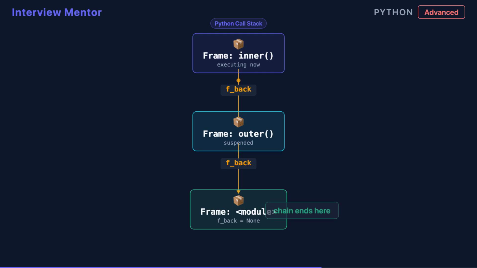f_back holds a reference to the caller's frame, forming a linked list up to the module level, where f_back is None. This chain is the Python call stack, and tracebacks traverse it to show where an error originated.